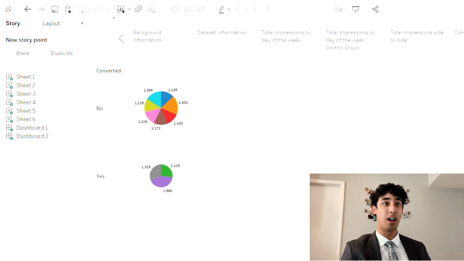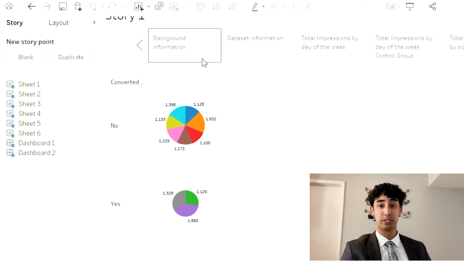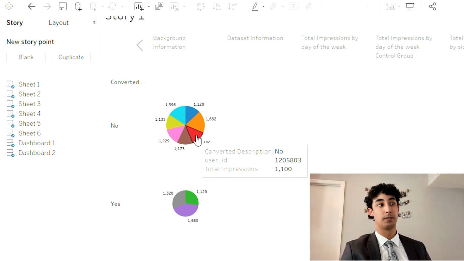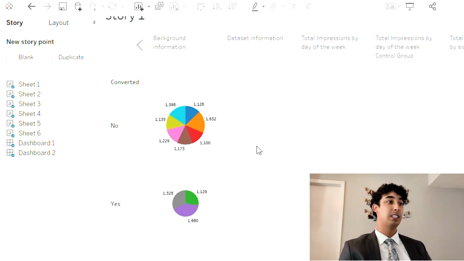Here we can see the top 10 users who received the most impressions. As we can see, 3 of those users converted while the remaining did not. If we look closer, we can see that the user that had the most total impressions did convert.